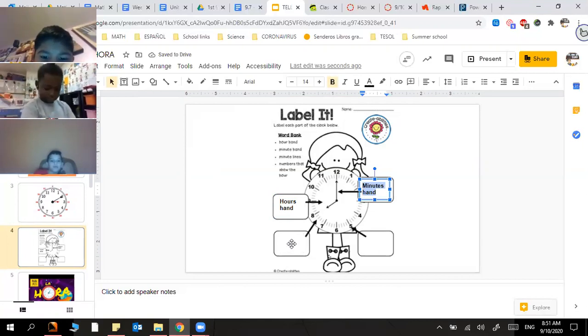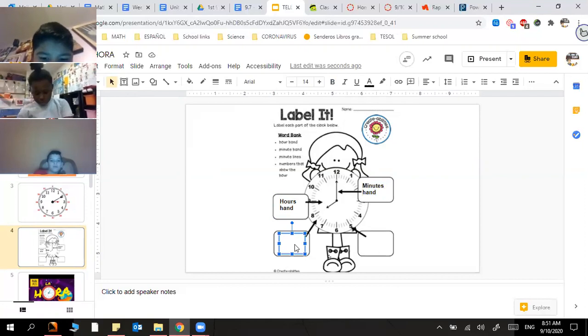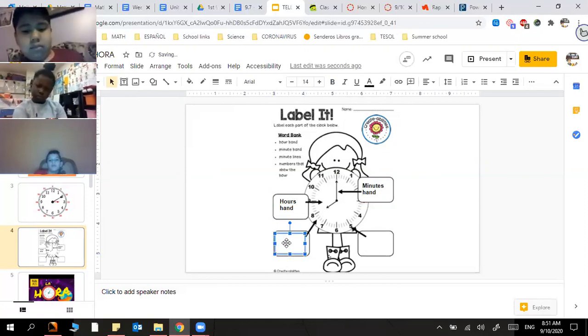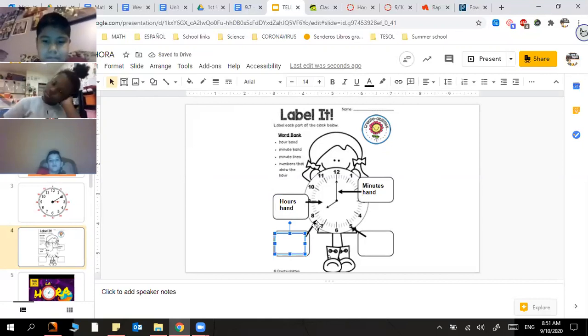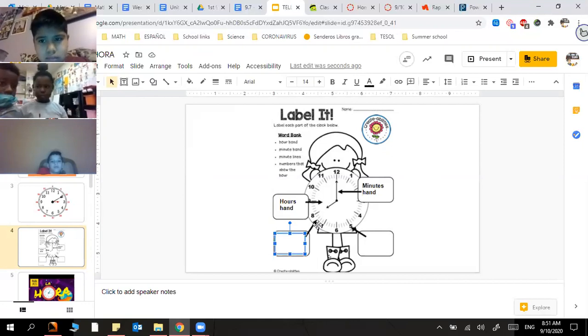Ahora. Vamos a ver, these little lines that are here, what do they tell us? Who knows? Someone here, what? No, look here, these ones. The little, like, las pequeñas rayitas. Los minutos. Alex dice aquí que los minutos. Alex says that these are the minutes. Do you guys agree?